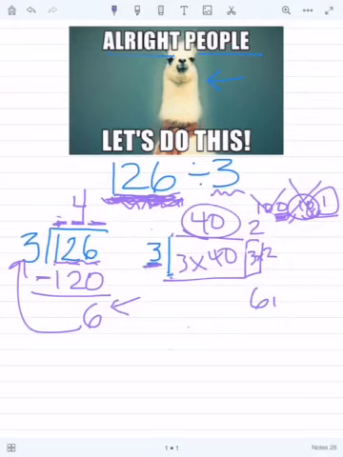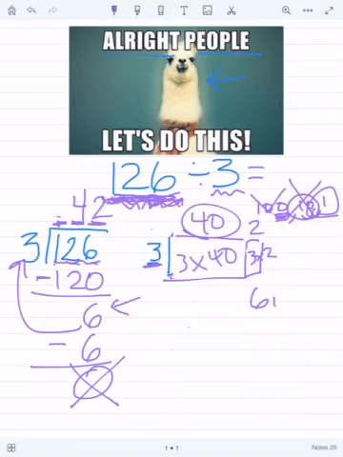So how many ones will each kid get? 2. And that gives us all 6 to give away. And what do we have left? Nothing to give. So each kid will get not $402, but 40 plus $2, or $42.